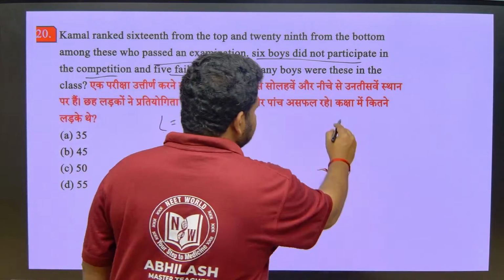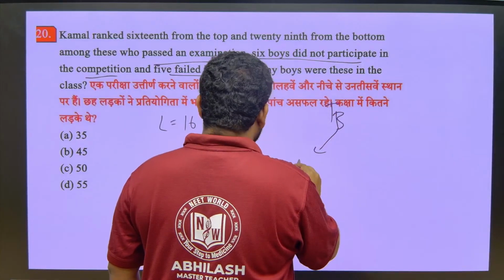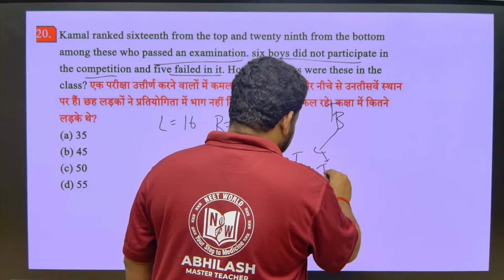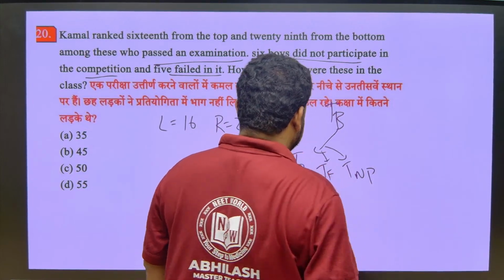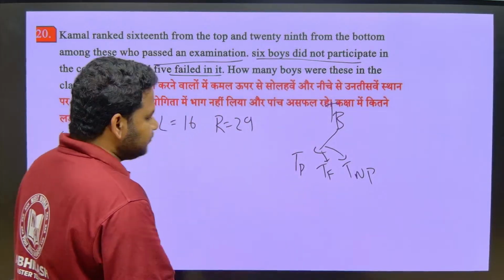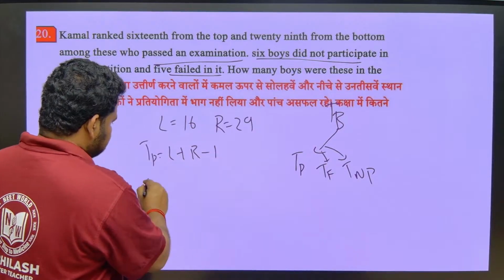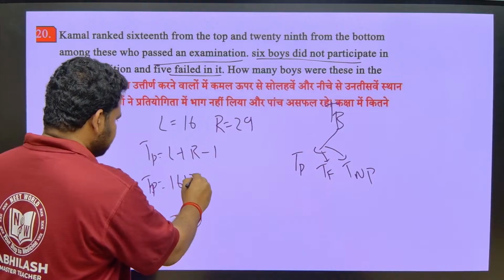So boys, there are 3 types here. So total boys we want means total pass, total fail, and total who did not participate. I'll write it as total not participated. So total pass I can find here. Total pass is left plus R minus 1. I can write it as 16 plus 29 minus 1.